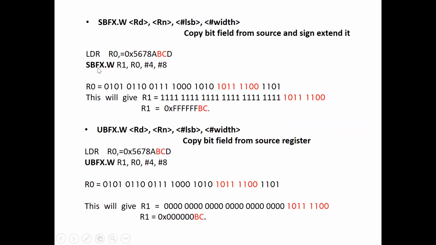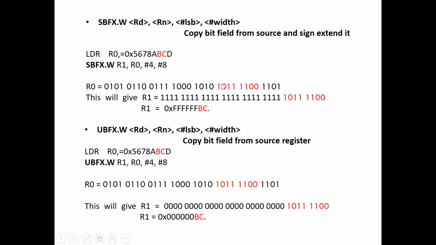Now before I start analyzing the operation, I have to initially load some value into R0 register. I have to assume some value in R0 register. Therefore, I am loading the content of R0 with 5678 ABCD data, that is 32-bit data. Now, the same syntax is represented here as sbfx.w r1, r0, #4, #8. Now, under the #lsb field, what do you have? You have 4. Under the #width field, what do you have? You have 8. Now, you have to select the bit field. Let us see what that bit field is.